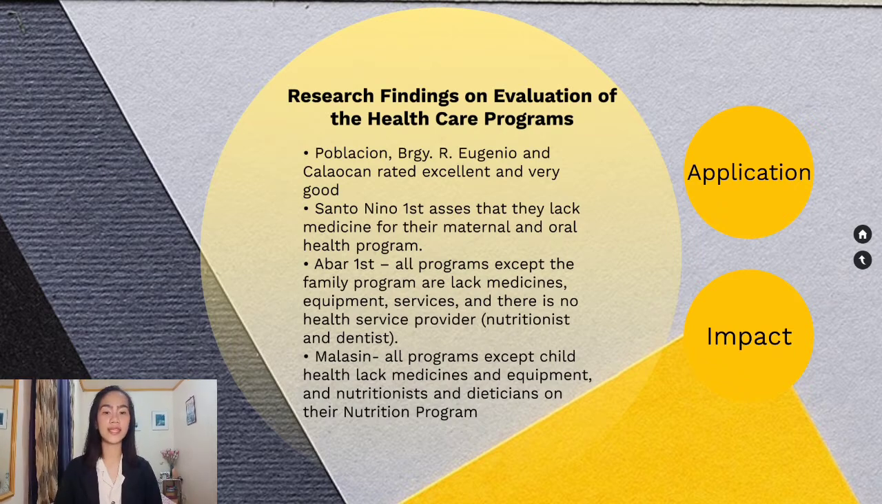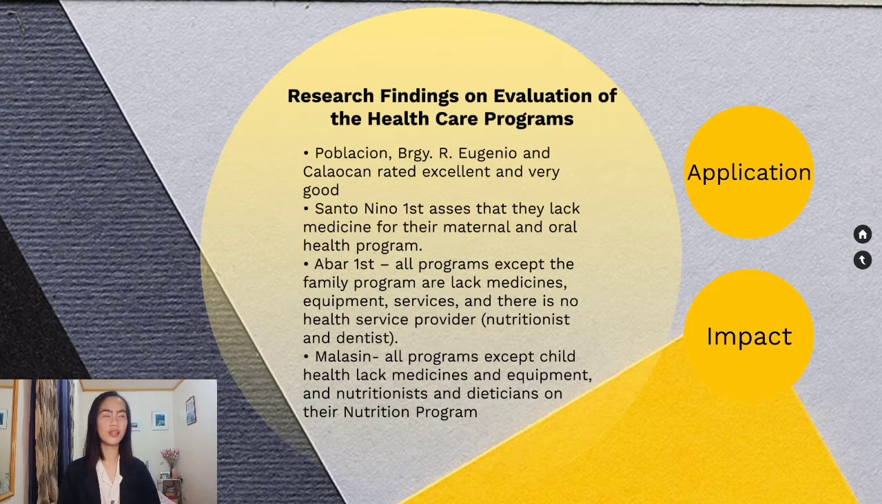So we can say in these three healthcare units, the Santo Niño First, Abar First, and Malasin are Pareto inefficient. Why? Because they have more room to improve. They lack these things in the health center.